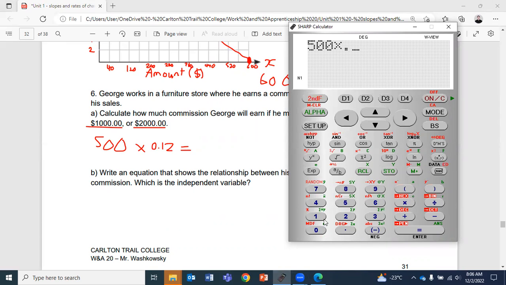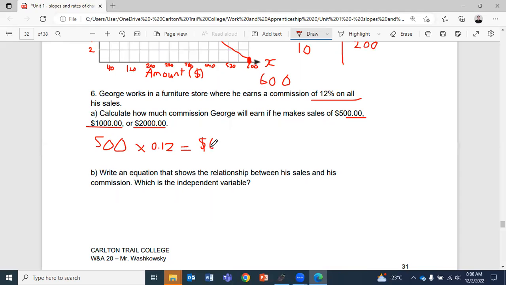500 times 0.12, $60. I earned $60 on $500 of commission. On $1,000, well, isn't $1,000 the same thing? 1,000 times 0.12, I'm going to get $120. You can use your calculator for that, or you can just realize that this is double that.